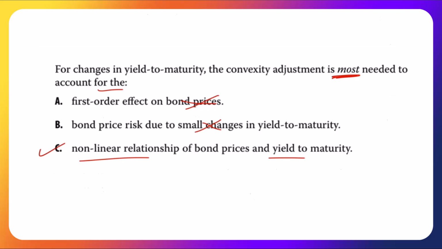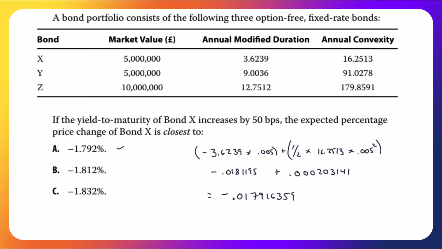Let's see. If the yield to maturity of bond X, which is our first bond, increases by 50 basis points, that is a plus. The expected percentage price change of bond X is closest to. I'll eliminate anything that doesn't have a negative. They all have negatives, so I'm not going to get any help there. So what is our duration? What is our convexity? Let's go.